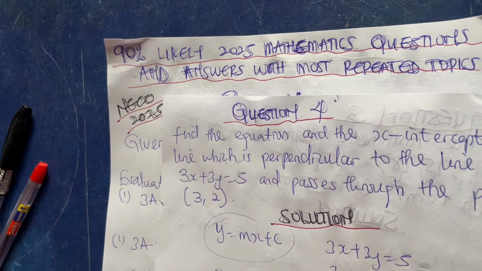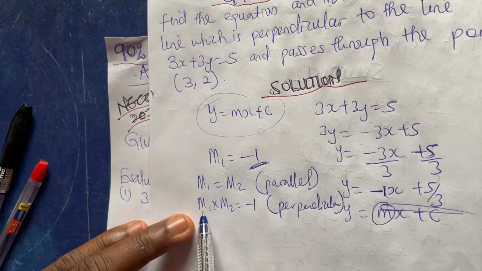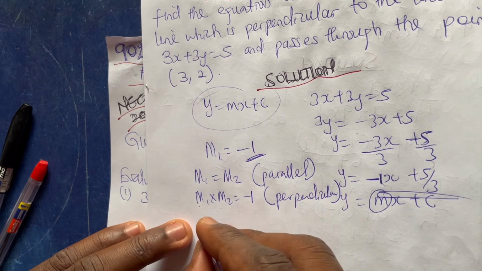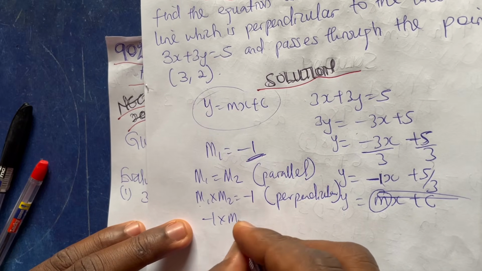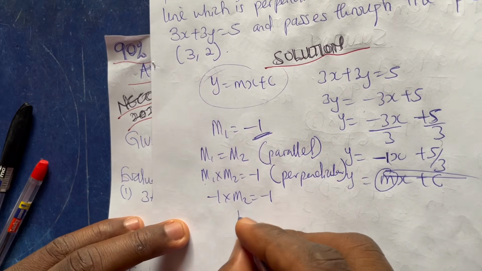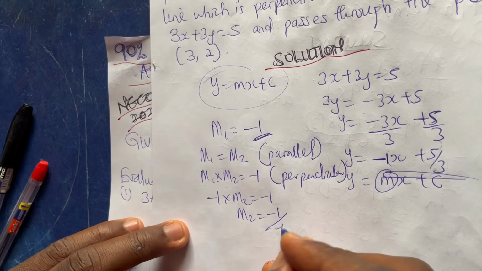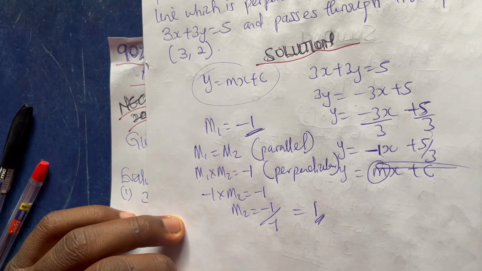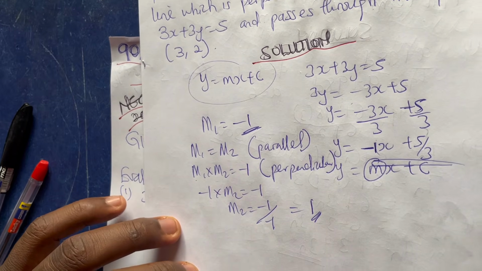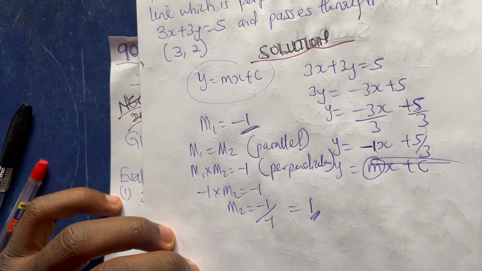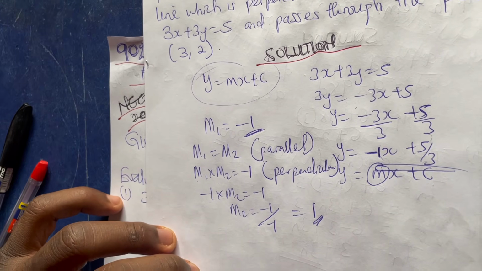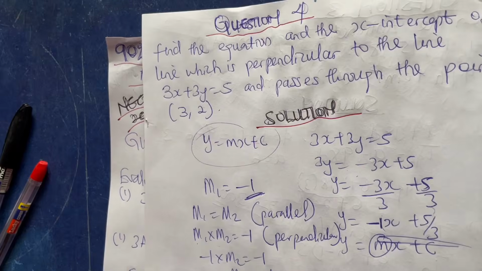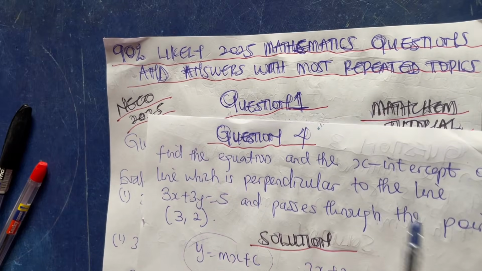So for this one, it is perpendicular. We already know our m1 is minus 1. So to get our m2, minus 1 times m2 equals minus 1, and m2 equals minus 1 over minus 1, and that is 1. So our slope m2 is 1. From there, we will now use another equation to solve the equation we were told to find in the question.